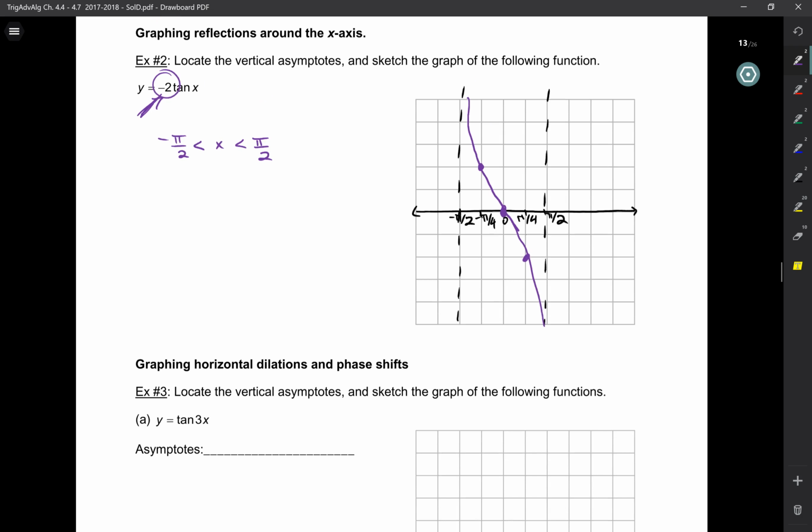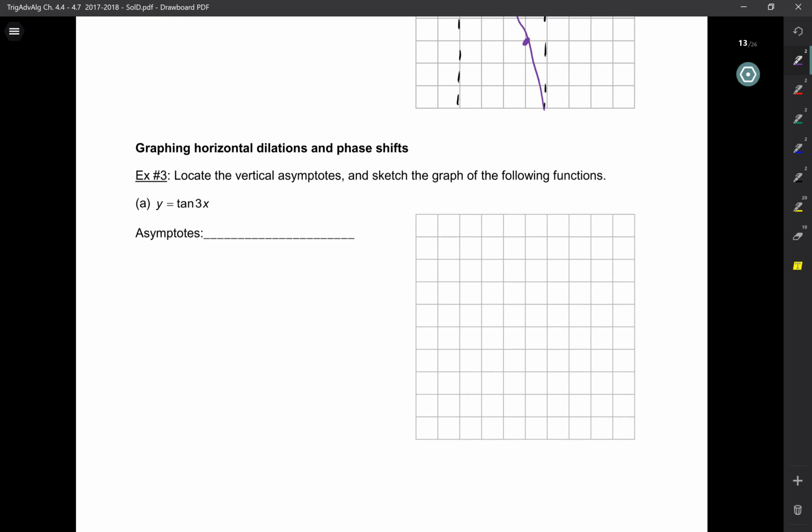Okay? All right, so now, so far, the 3 that we did had the same location for the asymptotes, negative and positive pi over 2. Okay, when does that change? Well, here we go. So here, we're going to go from negative pi over 2 to pi over 2.